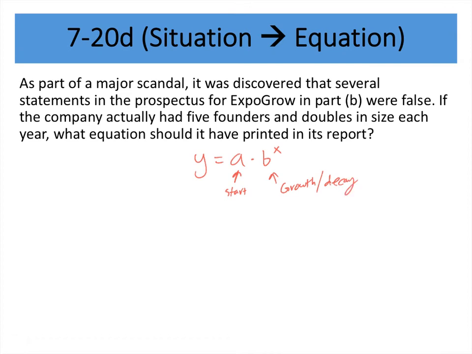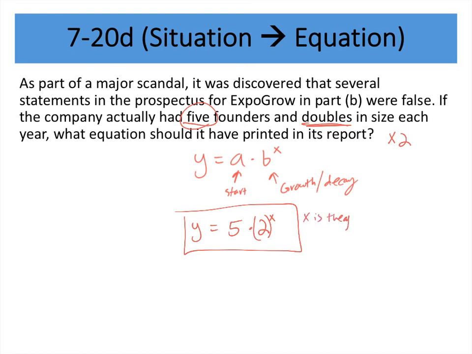So in this, if the company actually had 5 founders, so 5 people starting it, we know it's going to be y equals 5 times, and doubles in size. Doubles is a factor of times 2. Doubles in size, you take 2 to the power of x. And so we could rewrite it like that. And this equation would tell us how many people are in the company on any year x, where x is the year after start, because it starts on year 0, obviously.